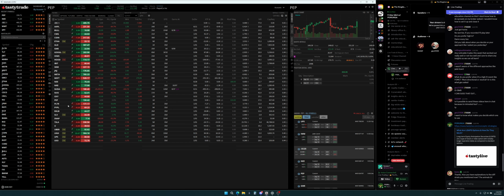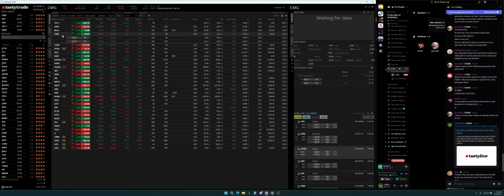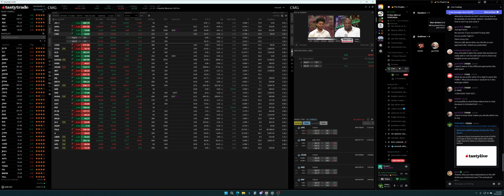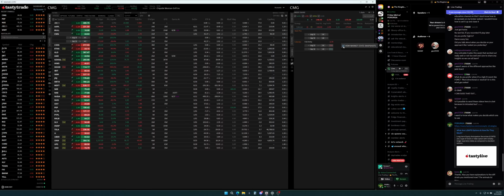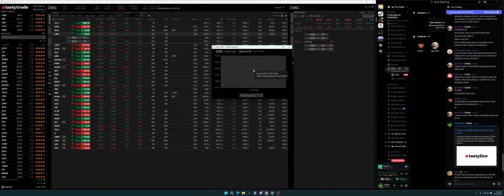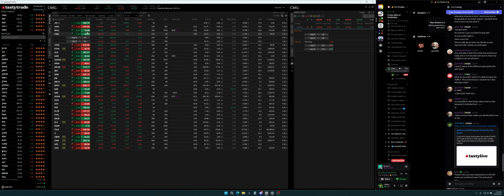What has not gone well? Let's see here. Some of these are rebounding, so it's kind of hard to say, but we can look at CMG. I opened this diagonal in Chipotle 21 days ago. When I opened this, Chipotle was at 46.44, and I figured Chipotle was probably going to keep going up. So I bought the 45 in September and sold the 50.